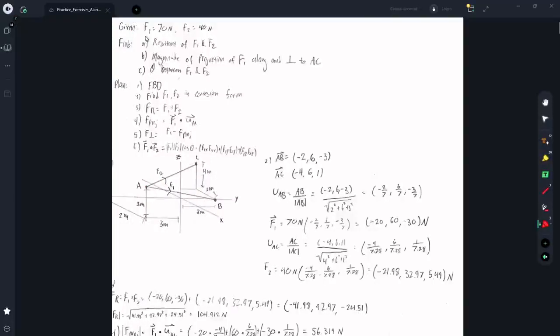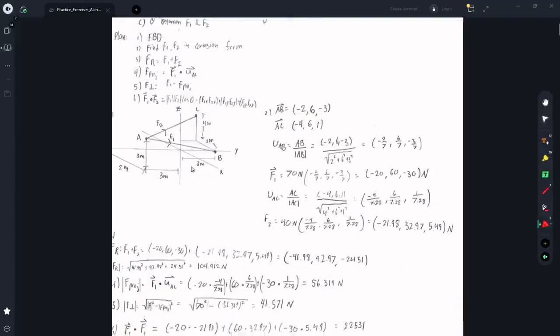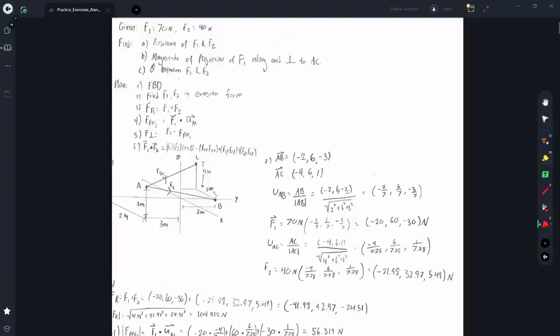The givens were the two forces. This is the stuff I just said. And then my plan, the first step is always to draw a free body diagram. Then we're going to have to solve for these two forces in Cartesian form so that we can add them together and get the resultant force. And then to get the projection of F1 along chord AC, we're going to have to use the dot product, so we also need Cartesian form for that.